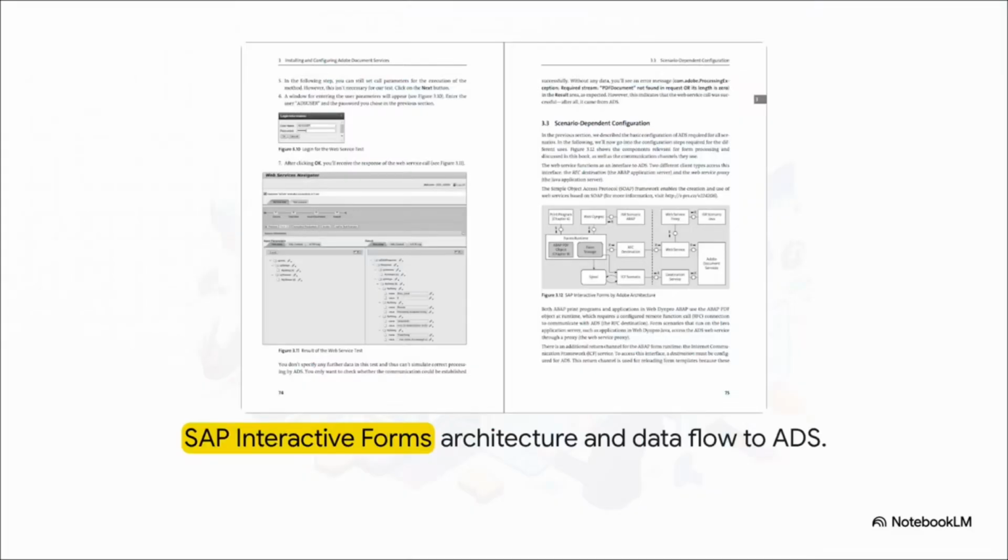And if we actually look under that hood, you can see exactly how ABAP print programs and Web Dynpro applications rely on this central ADS hub. The data flow is pretty straightforward, but crucial. It moves from the ABAP side, passes through the RFC destination, and goes straight into the Adobe Document Services web service. It's just a really elegant, centralized way to handle heavy document generation.